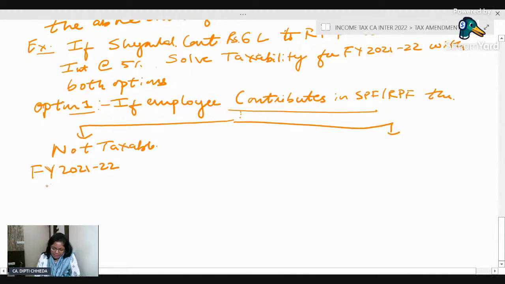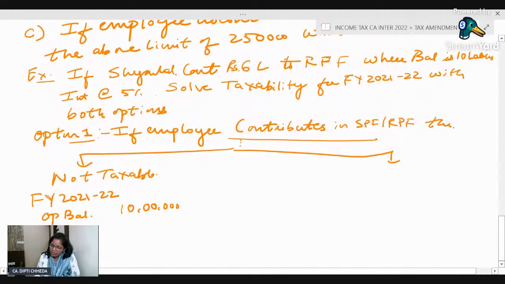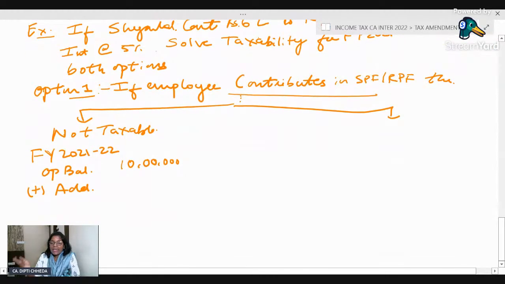What is not taxable? Opening balance. How much opening balance is there? 10 lakhs. Plus addition. How much addition they have contributed? Look here, how much addition they have done? 6 lakhs. An employer is contributing. So if employer is contributing, 250 will come here.